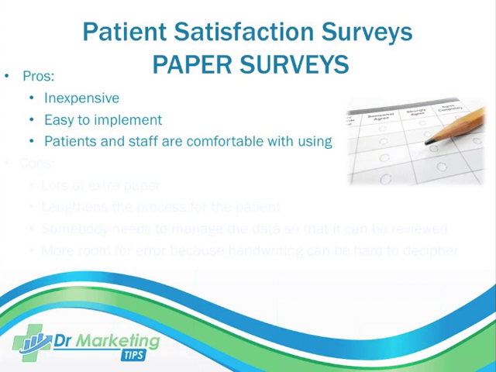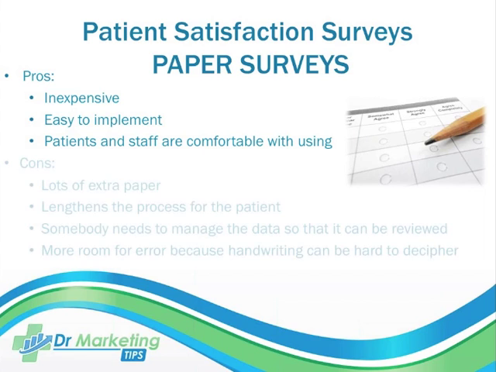So let's talk about the types of surveys. There's really two types of surveys. You've got either a paper survey or you have an electronic survey. So let's talk about the paper surveys first. Well, the pros are they're inexpensive. You come up with a couple questions and you print them off, and they're easy to implement. Everybody understands. You hand them a survey and they fill it out. And patients and staff are very comfortable with using paper surveys because we're all used to them.